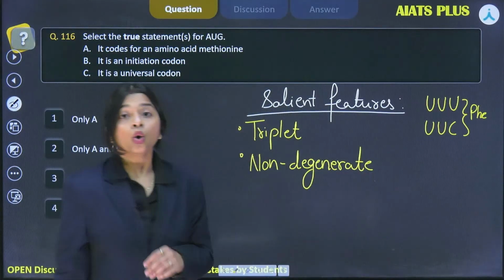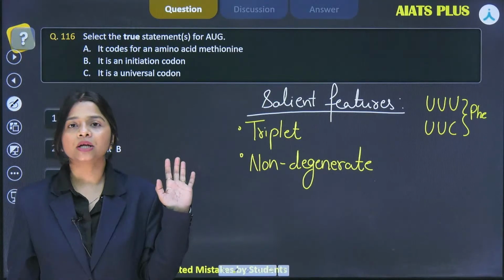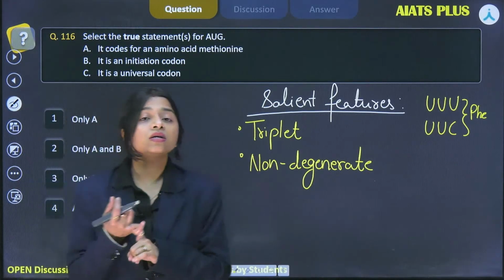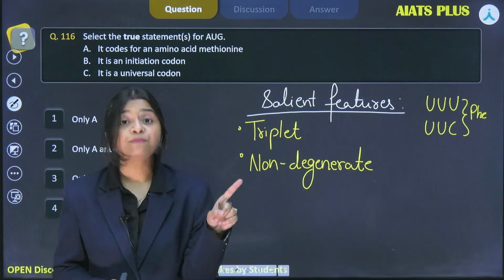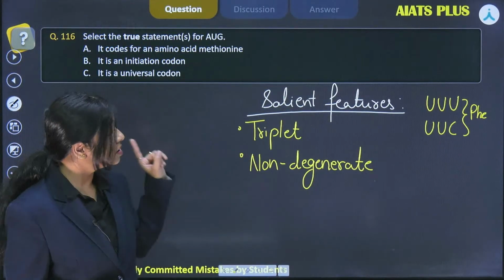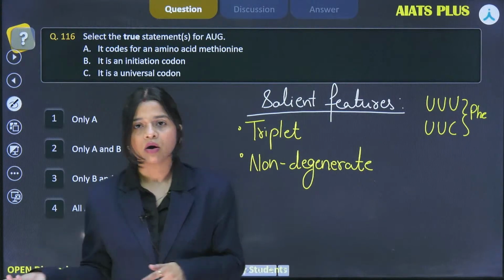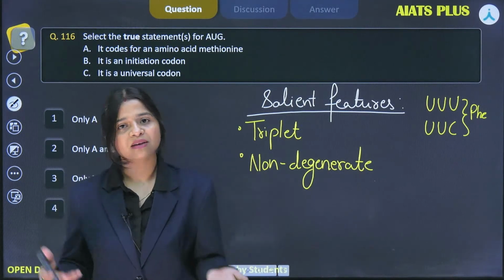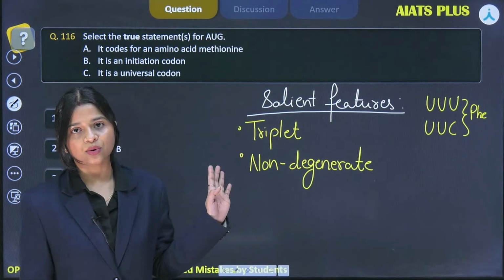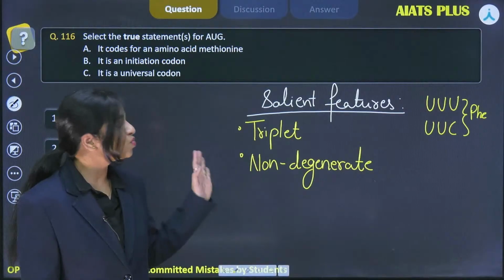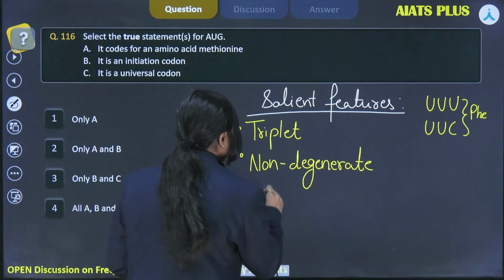Why? Because methionine is only coded by this particular codon, AUG. Methionine is not coded by any other codon. So AUG is our exception to degeneracy. It is a non-degenerate codon. It does not code for any other amino acid. Degeneracy is applicable for all the other codons, but methionine is coded by only this particular codon and no other. So that is why it is non-degenerate. Next, it performs a dual function.